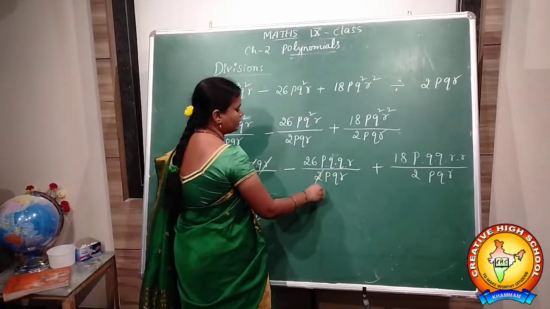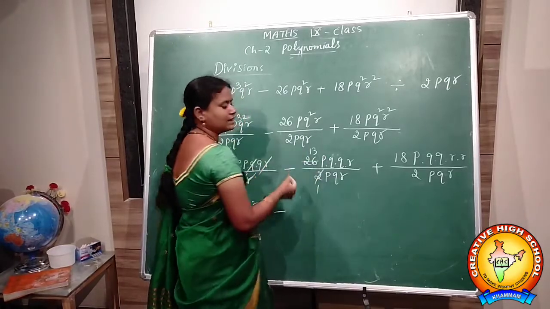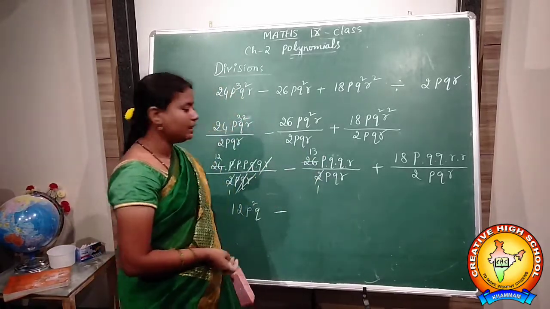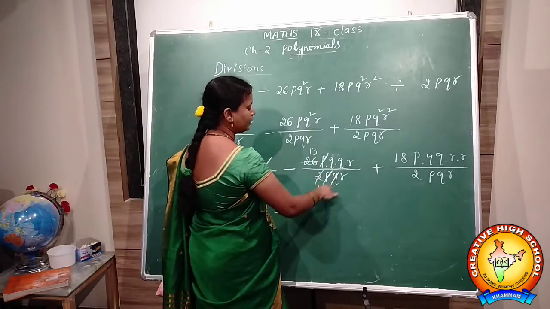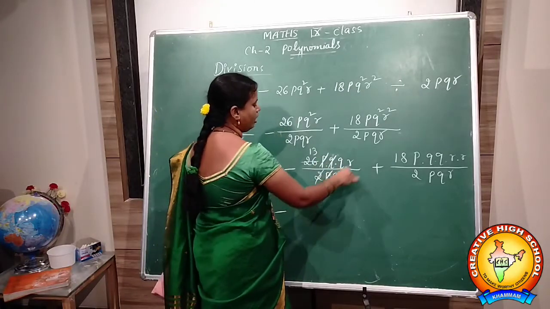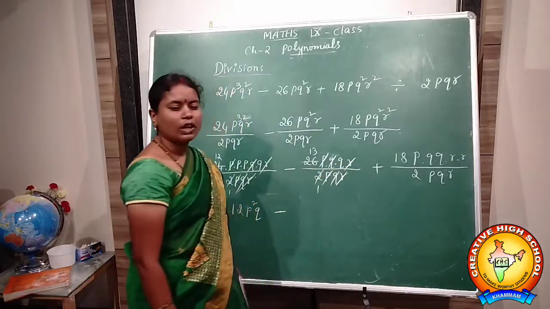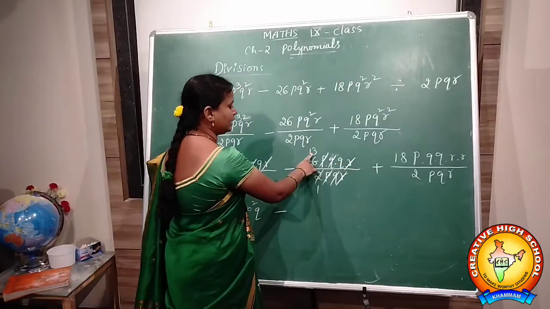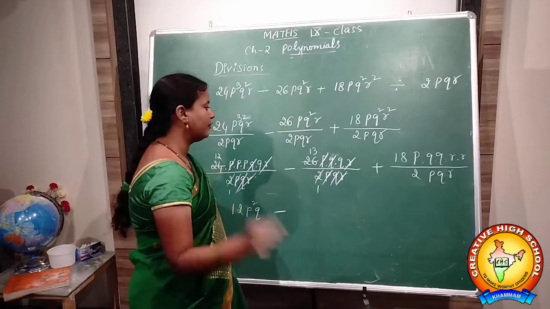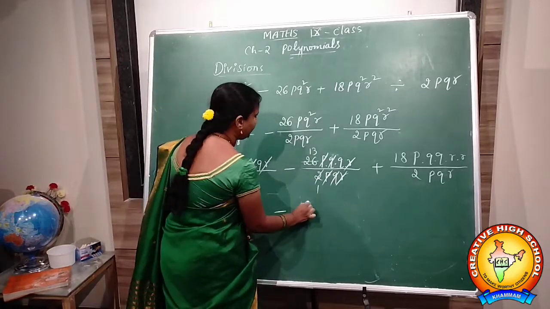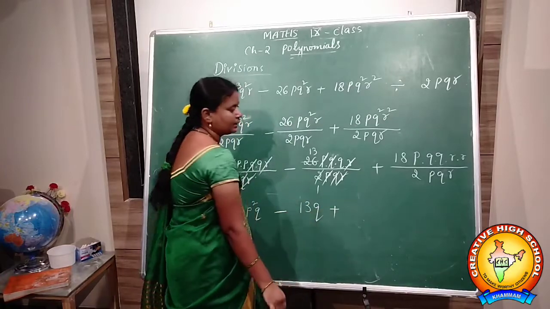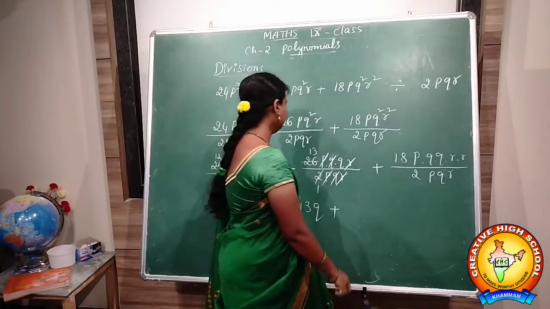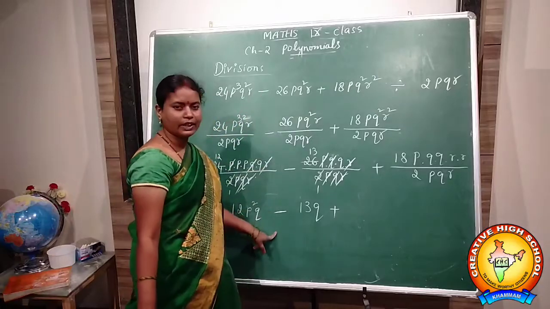So 2 ones are 2, 2 13s are 26. Same here also, p gets cancelled, q gets cancelled, r gets cancelled. So what is left here? 13. Only one q is left. So that's why minus 13q plus. Come to the third one. Here a minus sign is there, so that's why I write here minus.